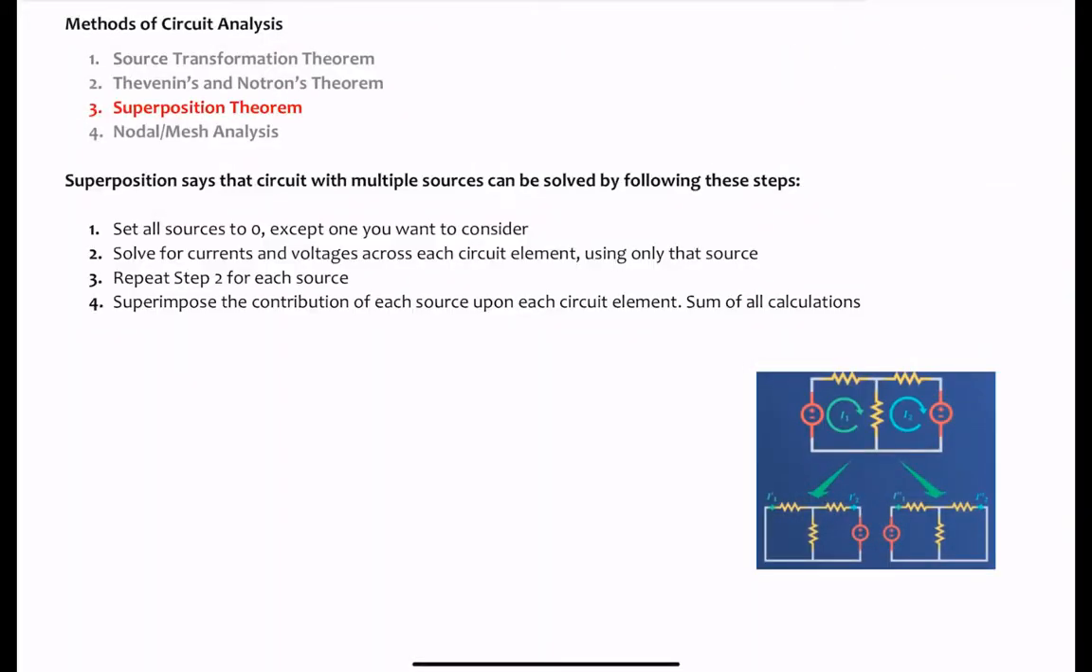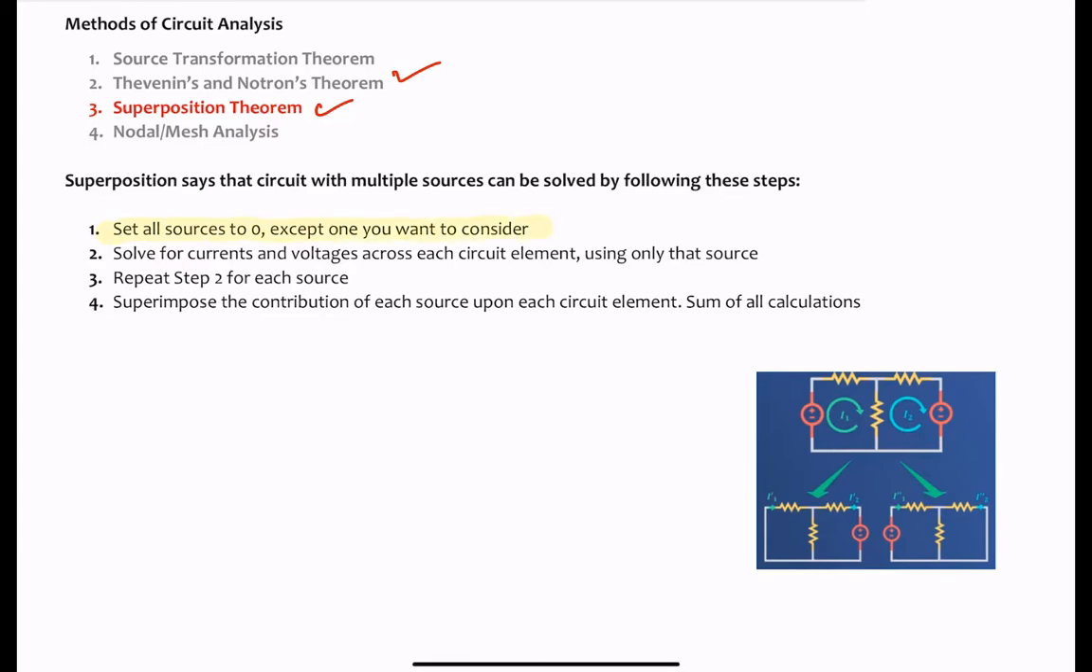Superposition. So we have covered source transformation theorem. We then moved on to Thevenin and Norton's theorem. We're now on to superposition theorem. So what exactly is it? Superposition says that a circuit with multiple sources can be solved by following these steps. The first step is to set all the sources to zero except for the one you want to consider.